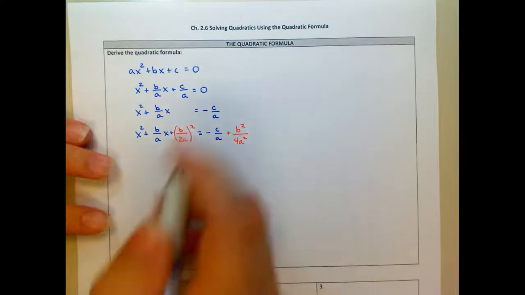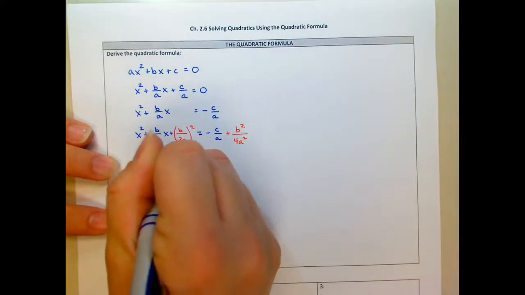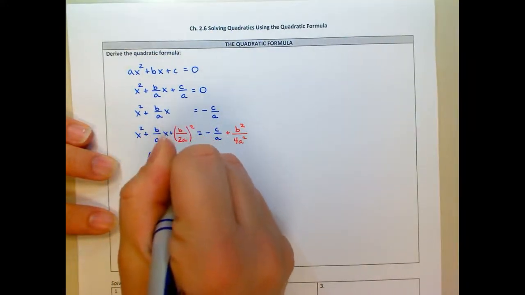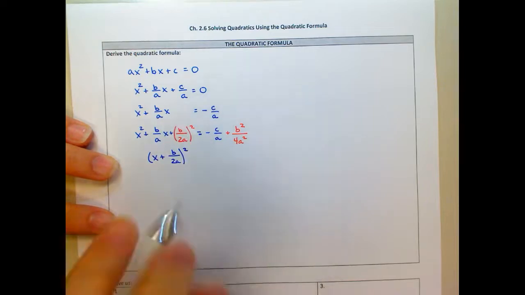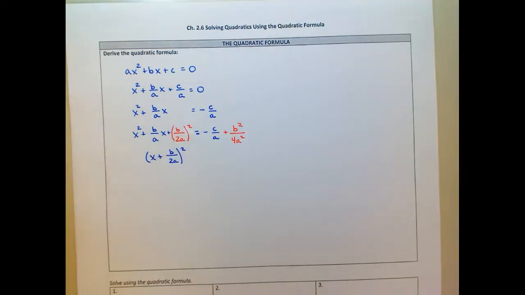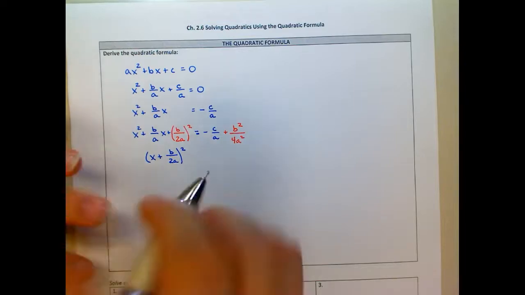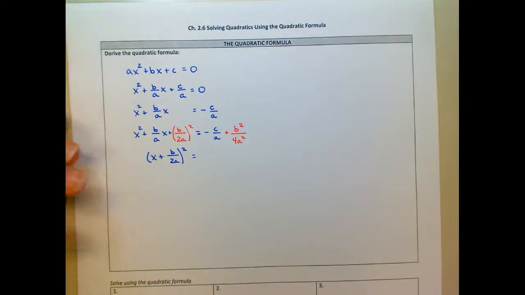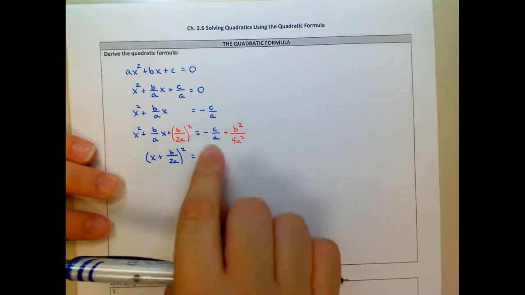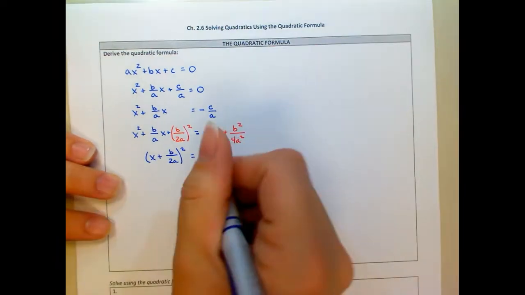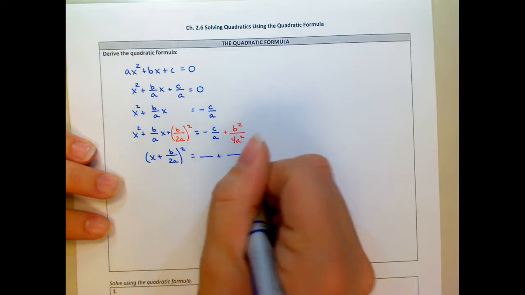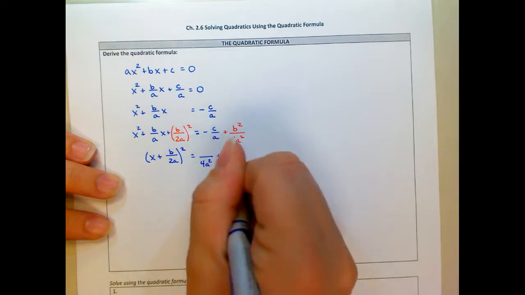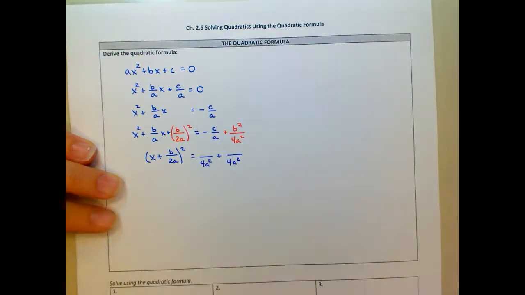Now on the left side, this would factor into x plus b over 2a squared. Remember, this is the reason I leave b over 2a not squared. I would just put it as a power of 2 so that it makes factoring easy. On the right side, we need to get common denominators. When we look at a and 4a squared, their common denominator would be 4a squared. That'd be their least common denominator.